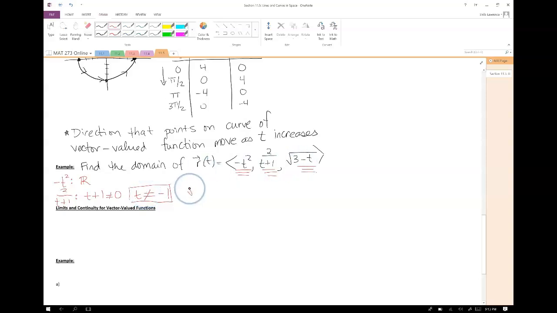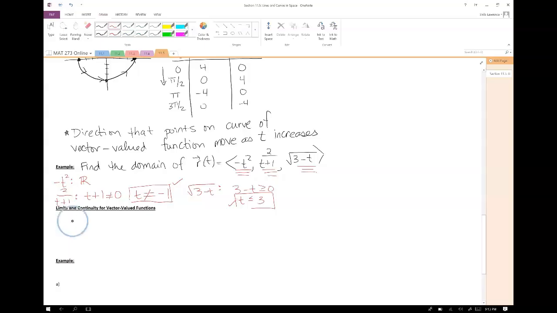Our third function, square root of 3 minus t, because it's a square root, we need to make sure that 3 minus t is always greater than or equal to 0. And if we solve that for t, we get that t must be less than or equal to 3. So we've got 2 conditions here that we need to meet.